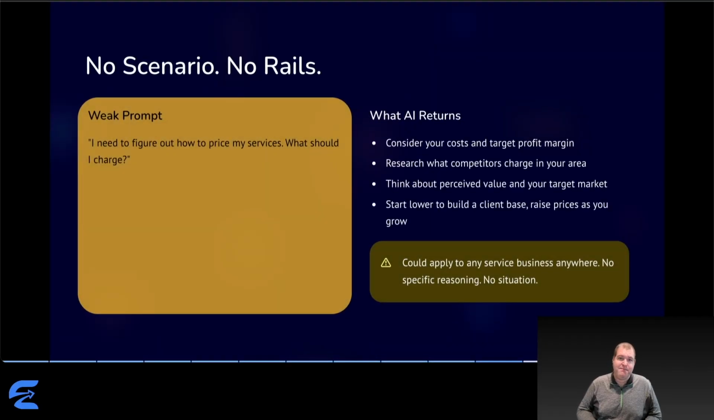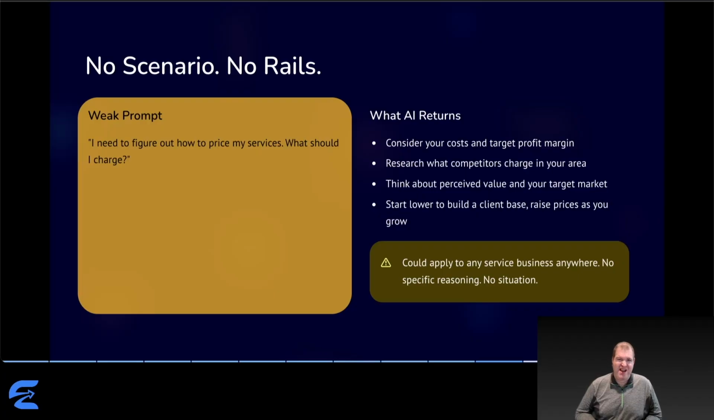The weak prompt. I need to figure out how to price my services. What should I charge? The output. Consider your costs and target profit margin. Research what competitors charge in your area. Think about perceived value and your target market. Start lower to build a client base and raise prices as you grow.